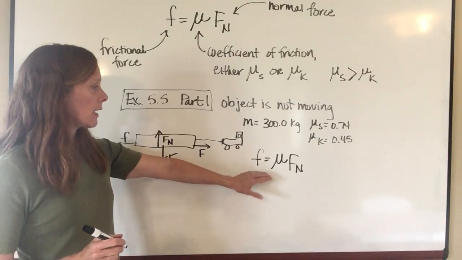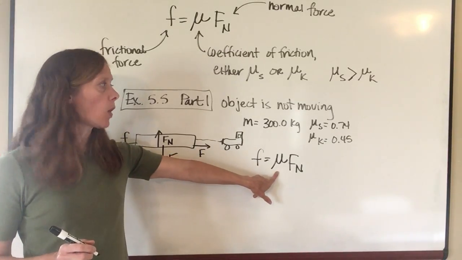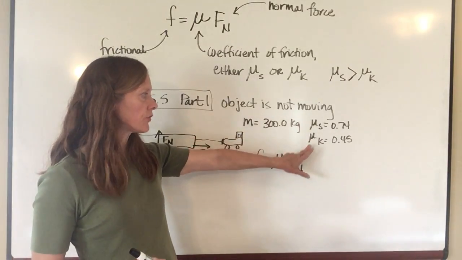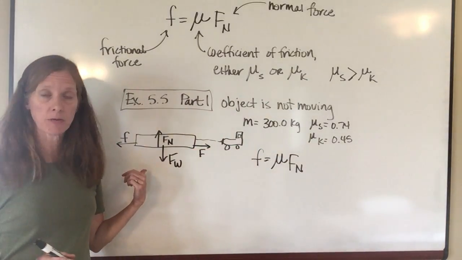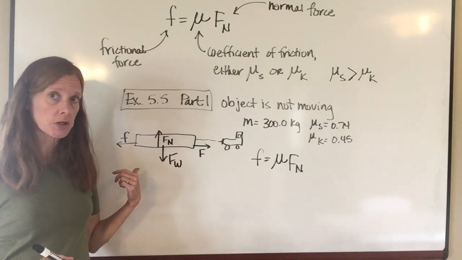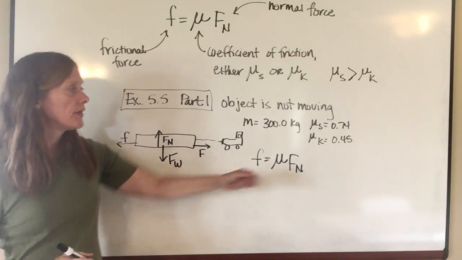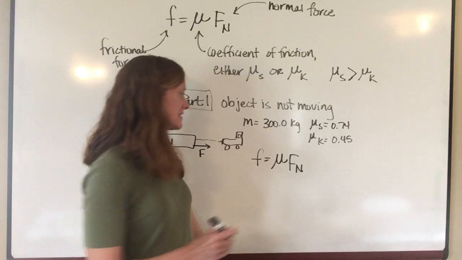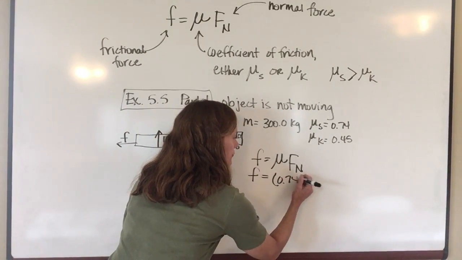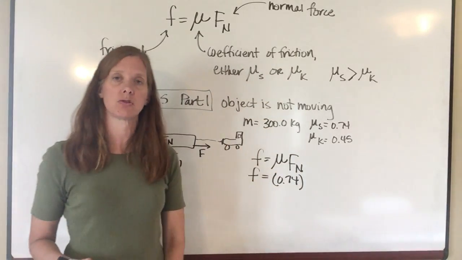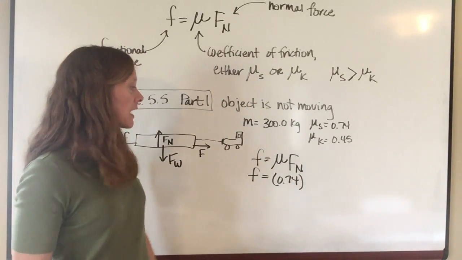So, which mu do I want? Do I want the one for static friction or do I want the one for kinetic friction? Well, is the object yet moving? It is not. So if it is not moving, then I need to use the coefficient of static friction. So I need to use the 0.74, and coefficients of friction do not have any units on them.